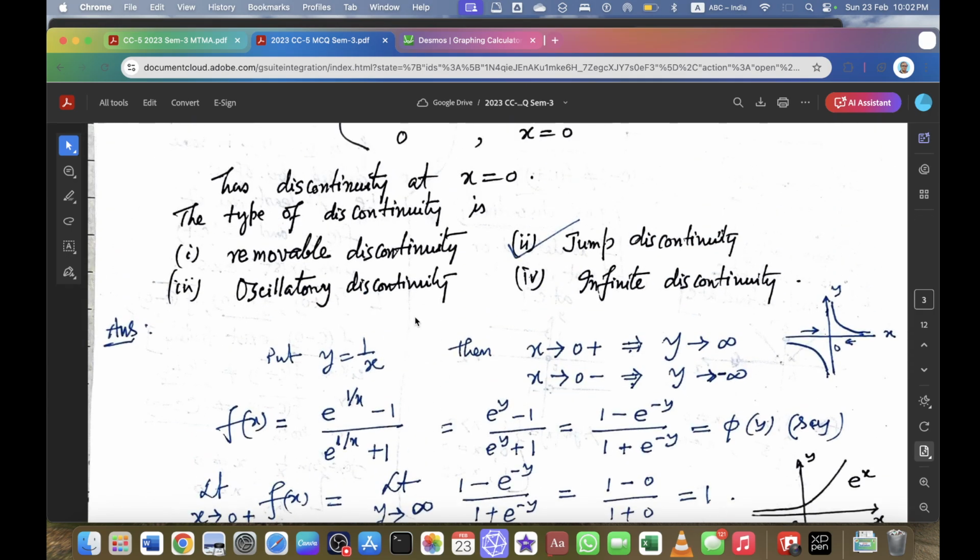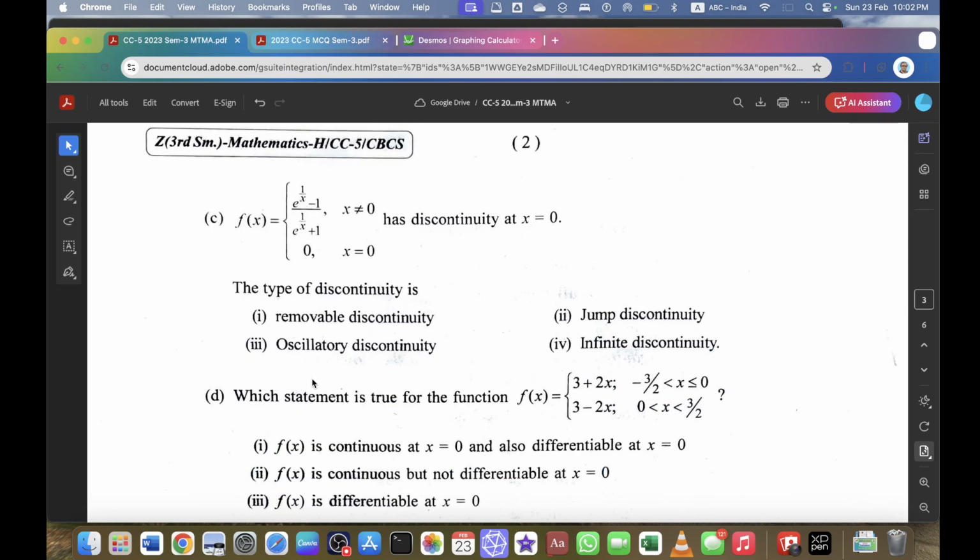So this is the jump discontinuity. Correct option is 2.